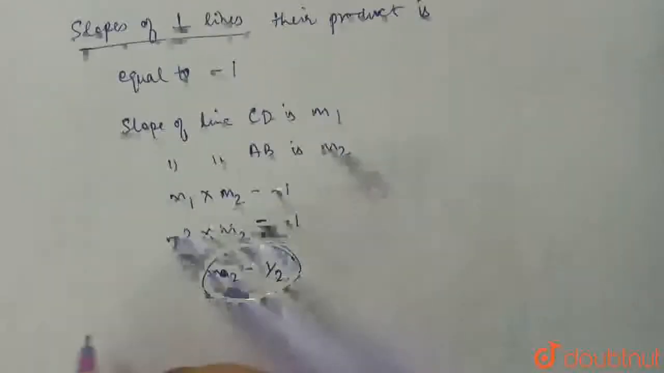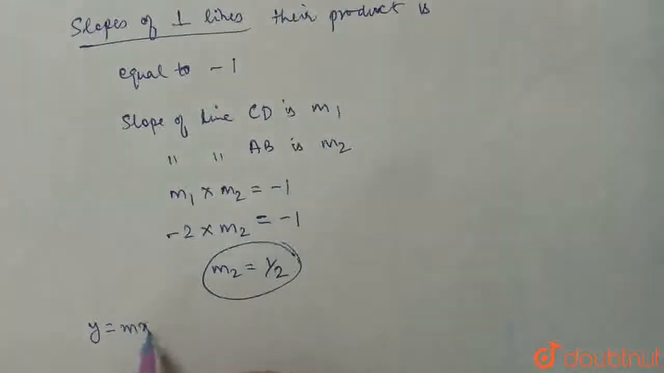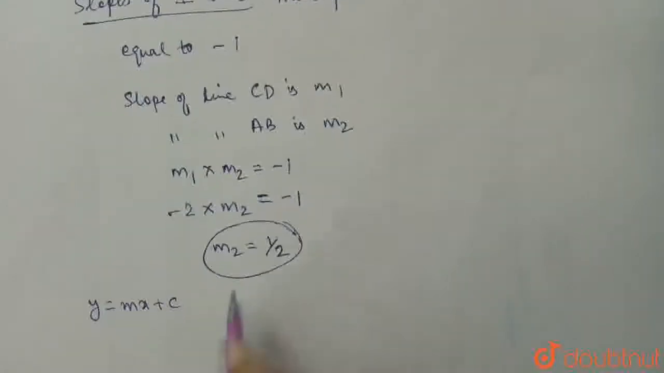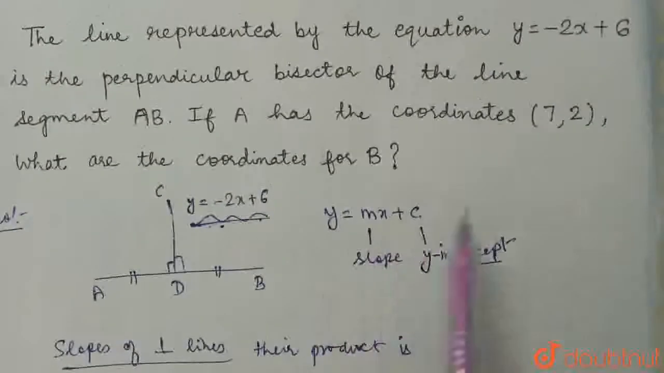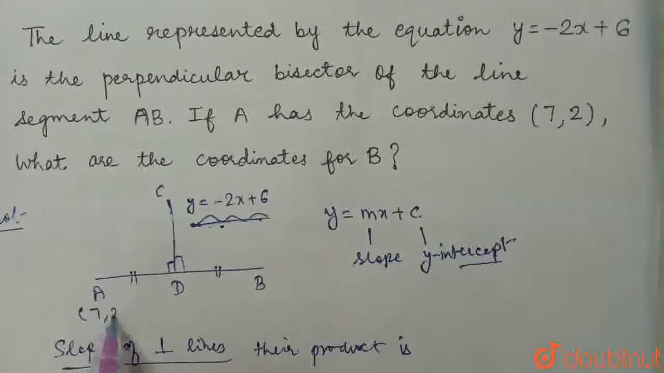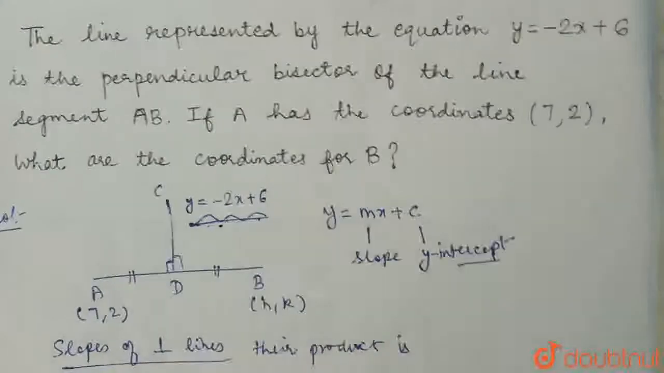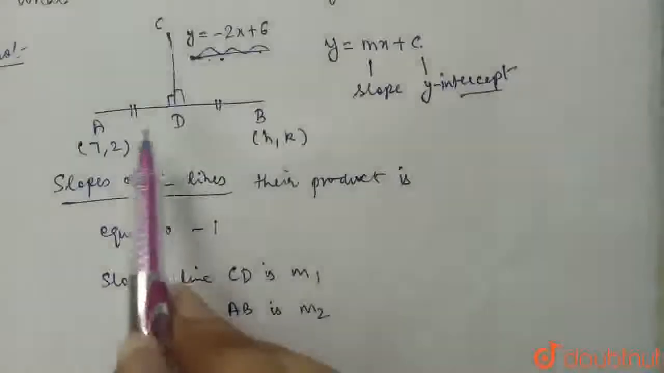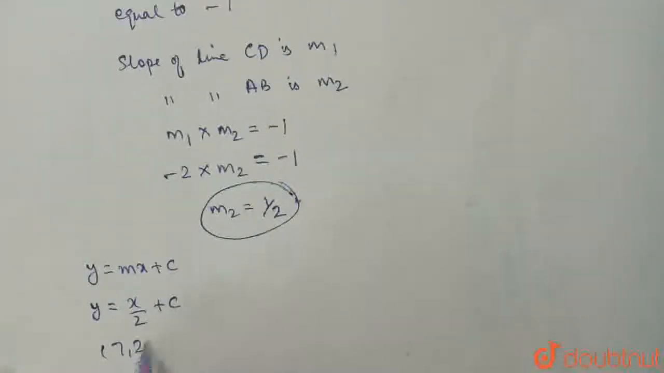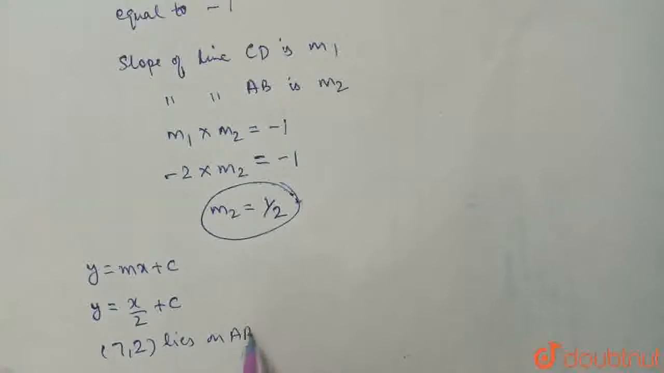Now the general equation is y is equal to mx plus c. So if we put the value of the slope here, we get y is equal to x by 2 plus c. And as we know, the coordinates for point A are (7, 2), and we are required to find the coordinates of point B. So suppose we let the coordinates of point B be (h, k), then the point (7, 2) satisfies the equation of line AB. So (7, 2) lies on AB, so it will satisfy this equation.